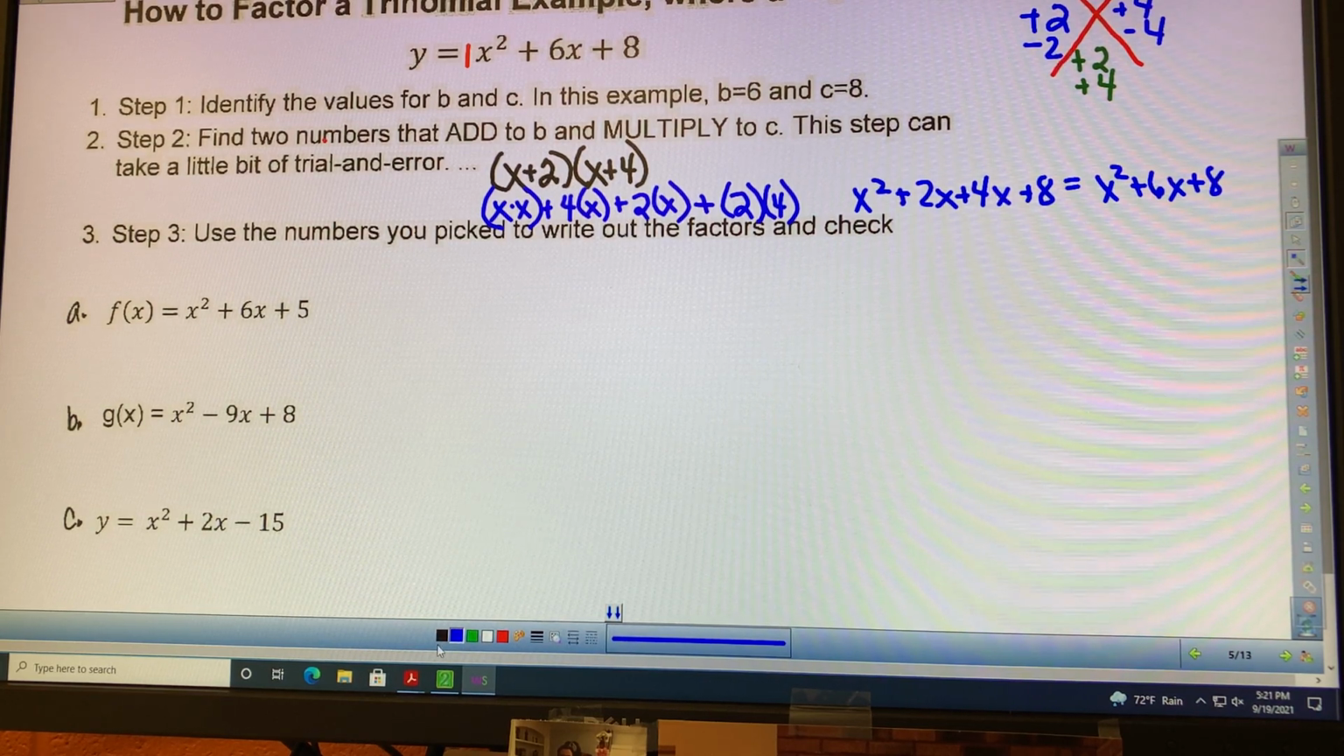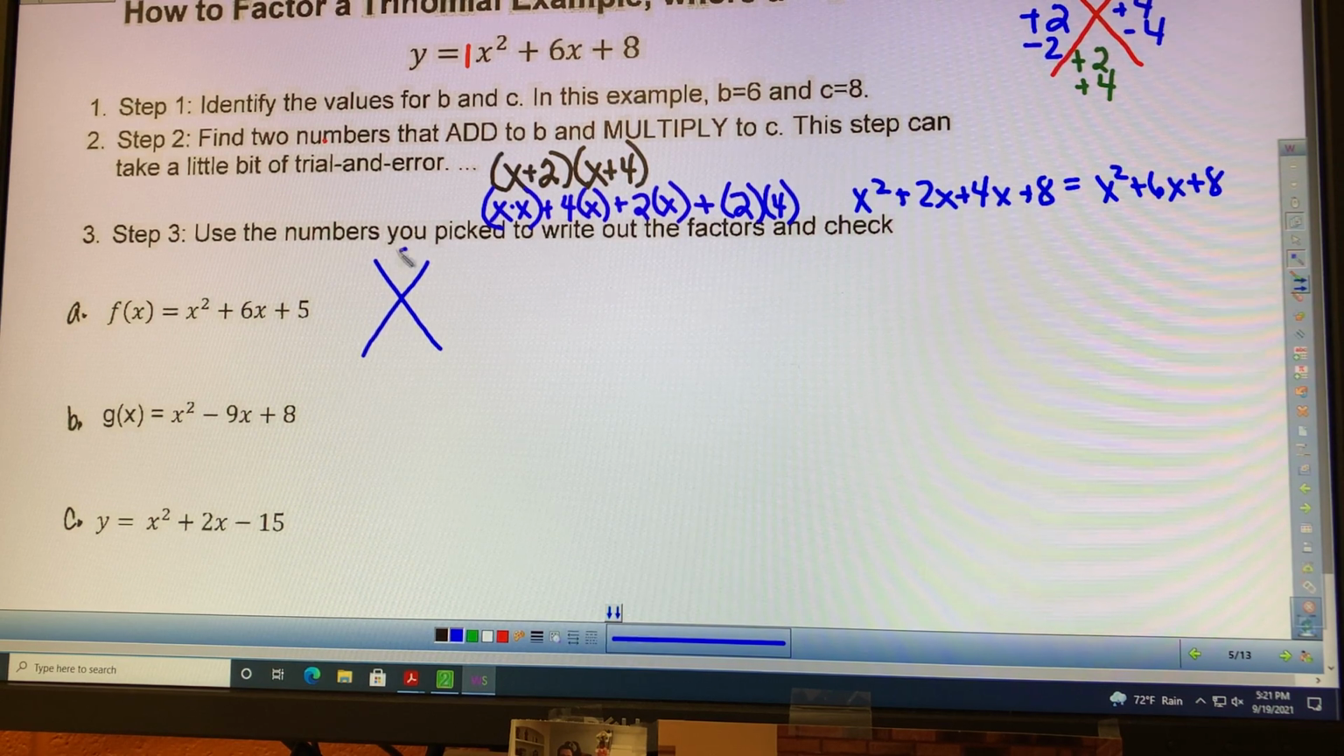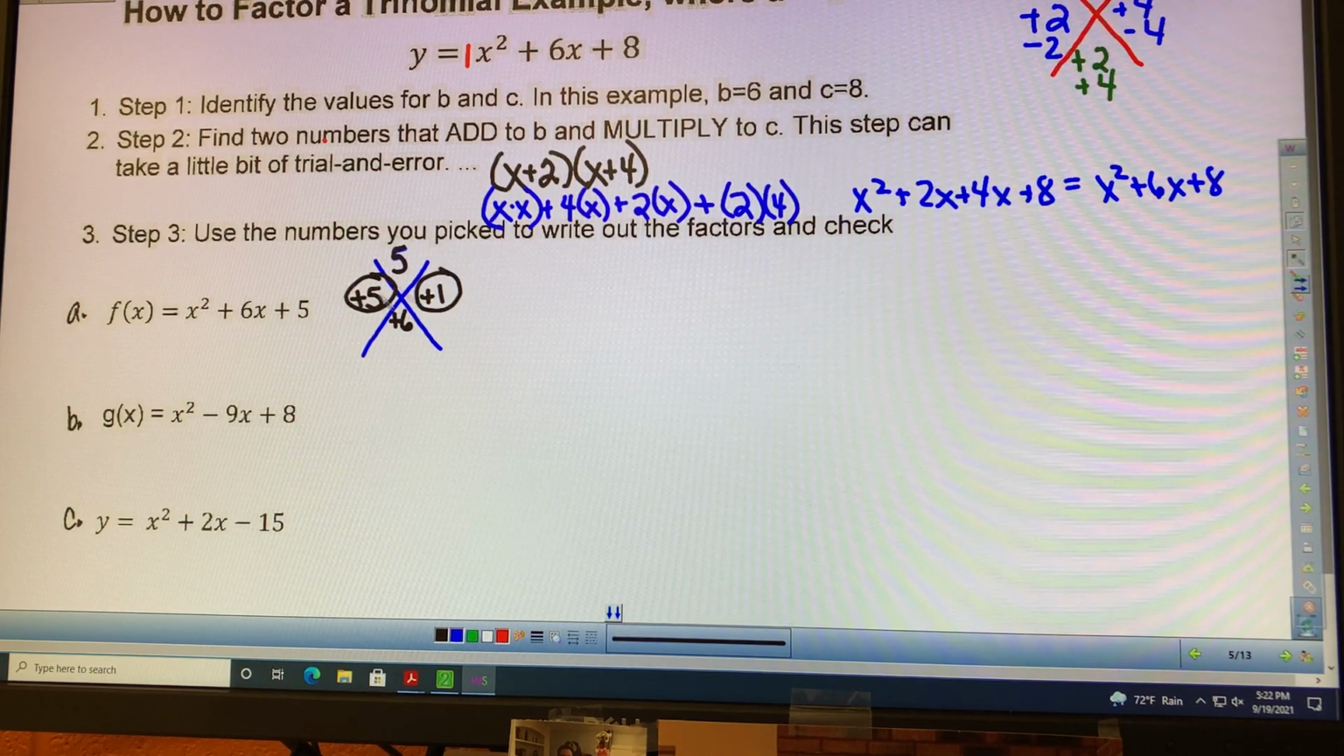Okay, let's do a couple of these. So we want two numbers that multiply to 5 and add to 6. And it's going to be a positive 6. So two numbers that multiply to 5. That can be positive 5 and positive 1. That's the only thing. So that's going to be our factors, x plus 5 and x plus 1.